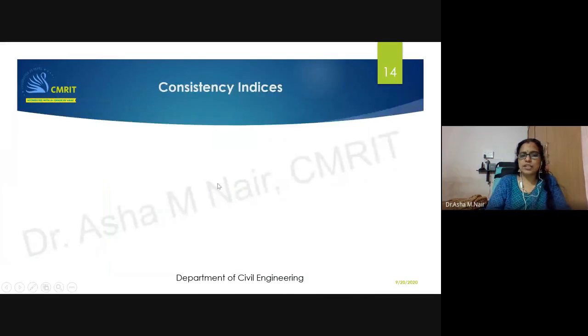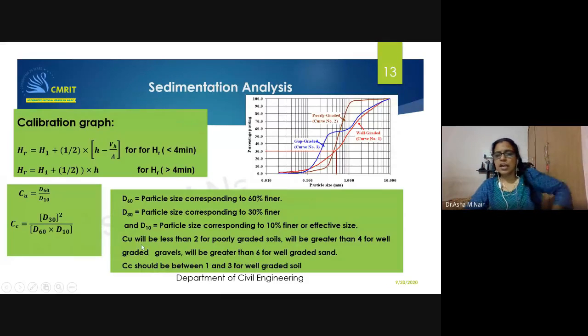Cc is equal to D30 squared by D60 into D10. And what is D60, D30, I have also told. And what do you mean by well-graded soil? So Cu will be less than 2 for a poorly graded soil, and it will be greater than 4 for a well-graded gravel, and it will be greater than 6 for sand. And Cc should be between 1 and 3.